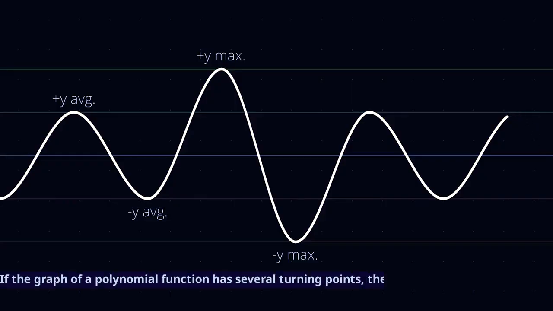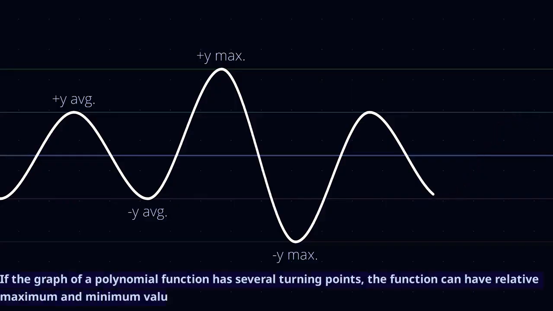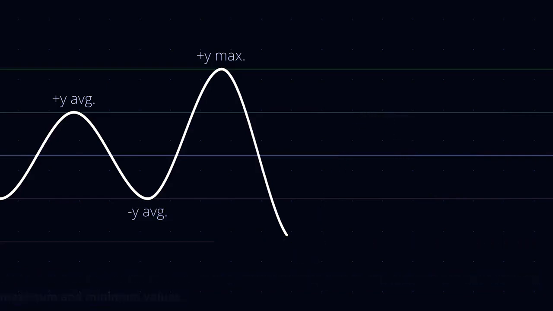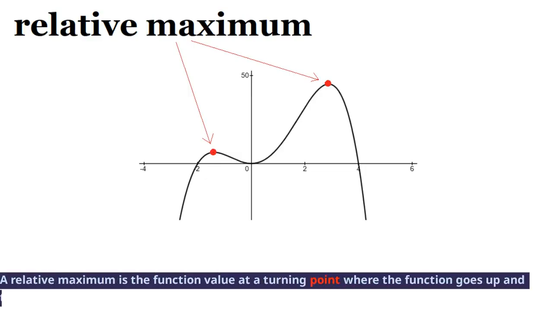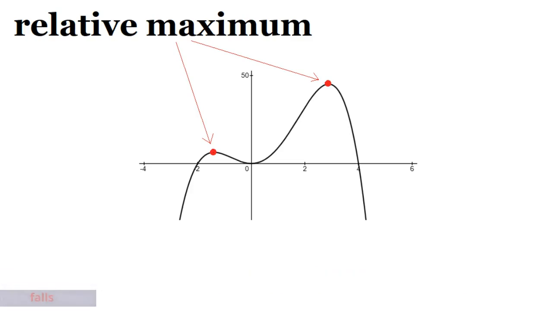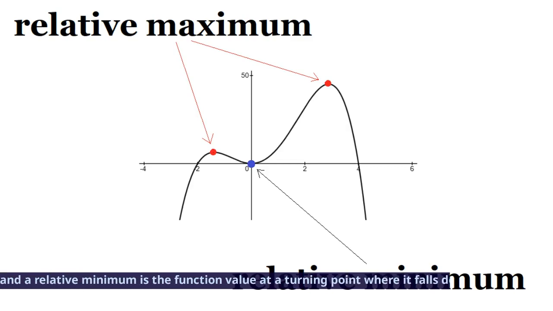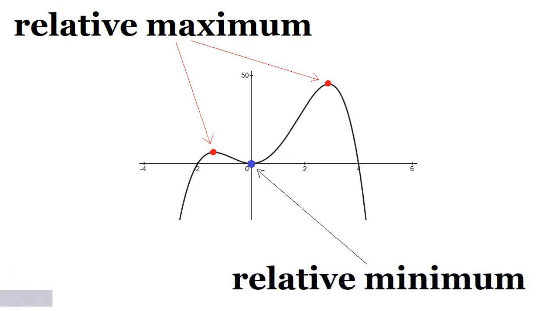If the graph of a polynomial function has several turning points, the function can have relative maximum and minimum values. A relative maximum is the function value at a turning point where the function goes up and then falls down. And a relative minimum is the function value at a turning point where it falls down and then goes up.